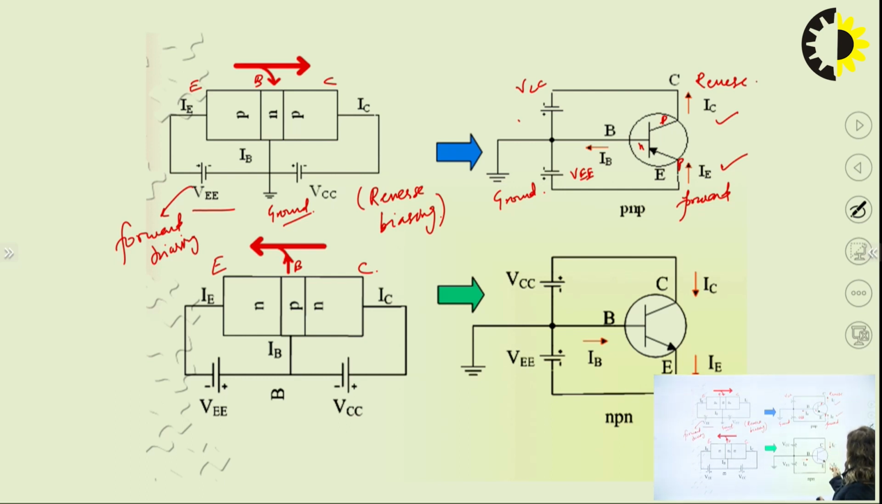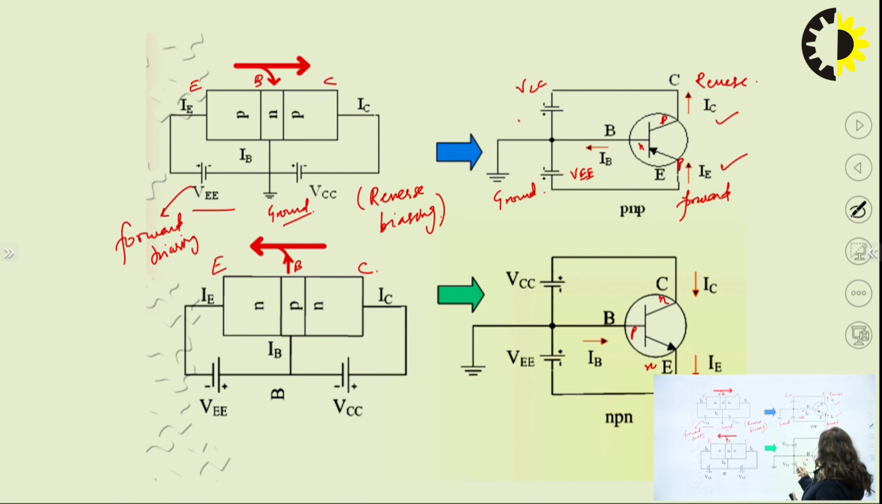We can see symbolically the emitter, base, and collector. Because it is NPN, this is N, this is P, this is N. The current will flow from P to N side. The emitter current is also from P to N side, so you have this current, that is IE. Similarly, the collector current is from P to N side, that's why the collector current is IC.